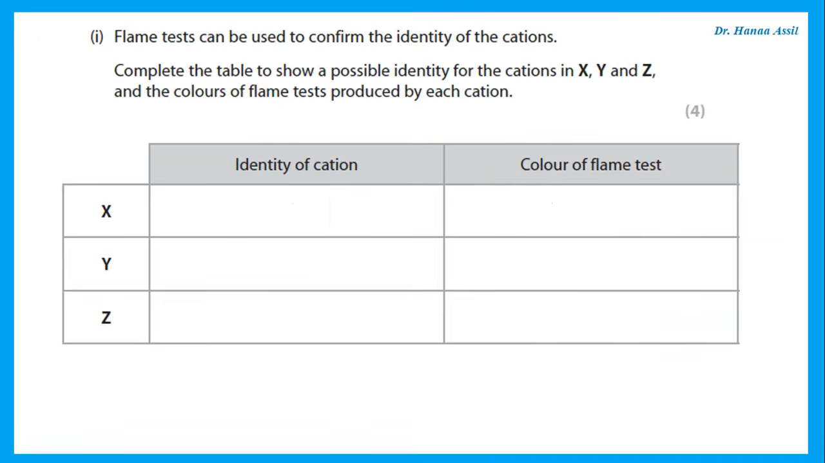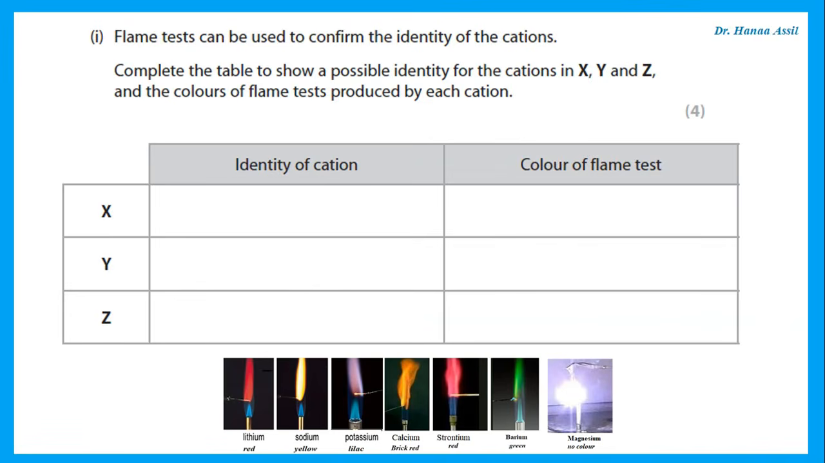Based on that, we're asked to do flame tests to confirm the identity of the cations. Complete the table to show a possible identity for X, Y, and Z and the colors of the flame tests produced by each cation. You are required to know the flame tests for all of these. Now, we said X was barium. So if X is barium, what color of flame test should we see? With barium, it should be green.